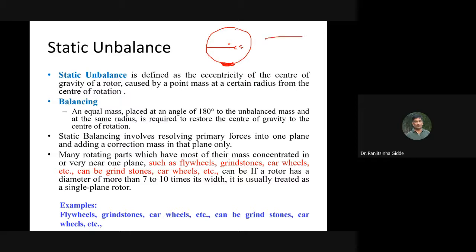In another view, this one is the axis of rotation and this one is the line passing through the CG. So this much eccentricity is there. So static unbalance is defined as the eccentricity of the center of gravity of the rotor caused by a point mass at a certain radius from the center of rotation.